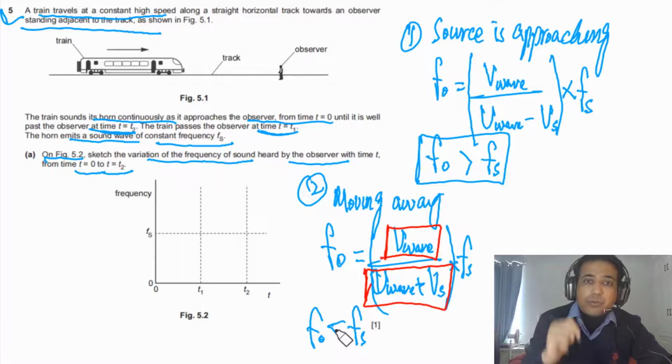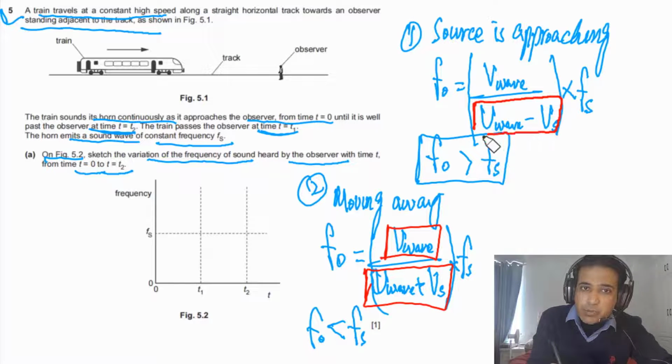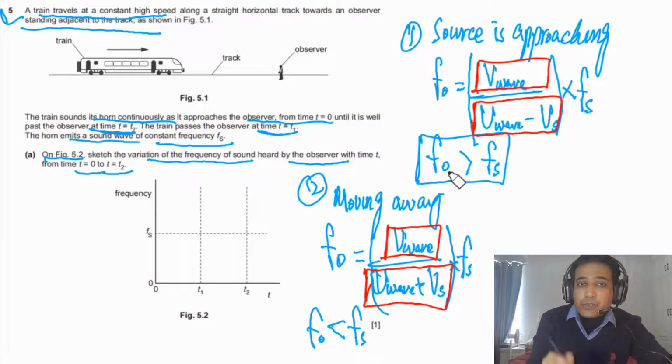So these are the points you need to understand. In the approaching case, as the denominator is smaller than the numerator, the observed frequency will be greater, but it will be constant.